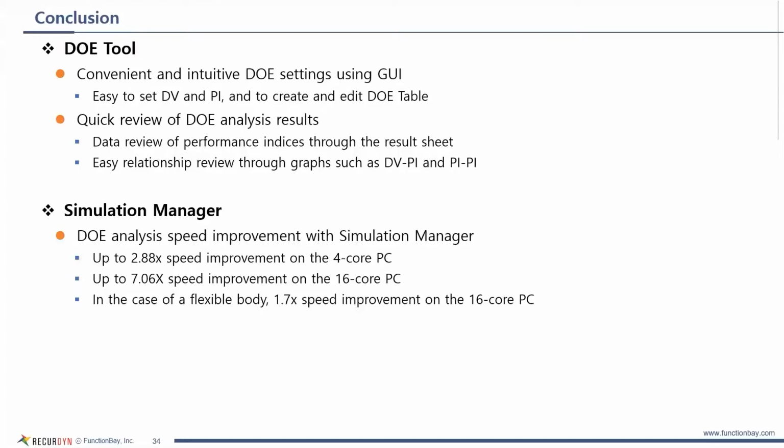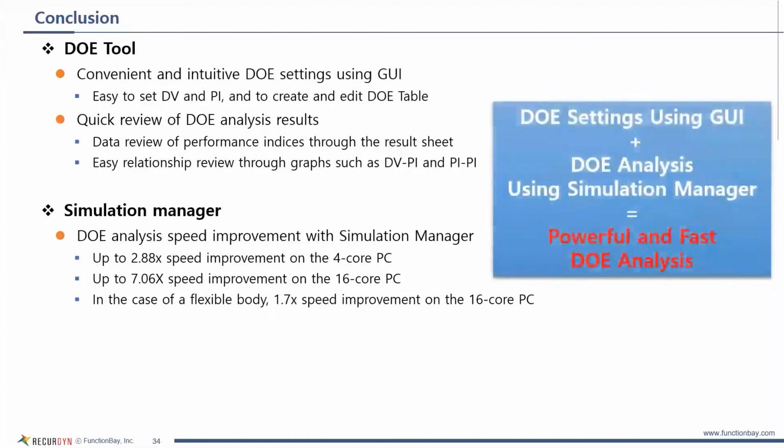In terms of speed improvement, it is confirmed that up to about 3 times is improved for 4-core PC, up to about 7 times for 16-core PCs. In addition, 1.7 times of speed improvement for a flexible body model has been achieved. By setting the DOE through GUI and performing the DOE simultaneous simulations using Simulation Manager, it is confirmed that a very powerful and fast DOE analysis is possible. Hope that you can use the DOE and Simulation Manager properly to be of great help when working.